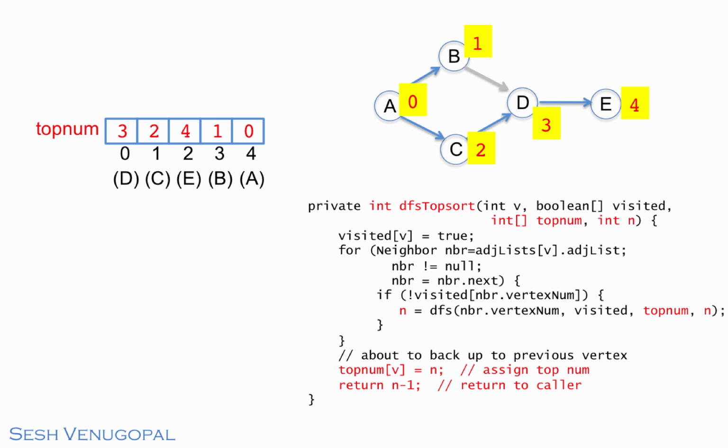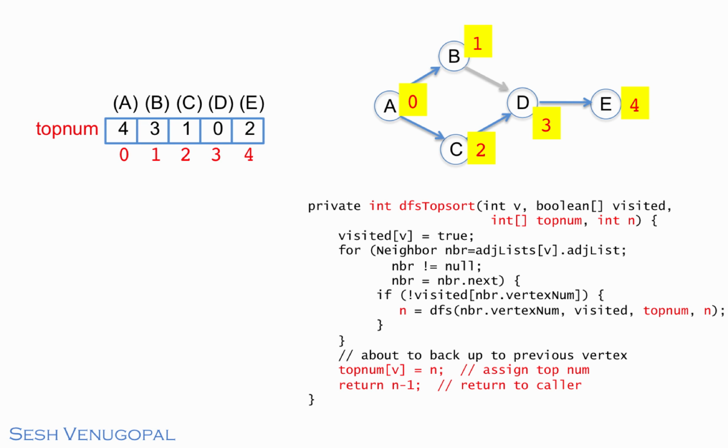A much better solution is to invert the whole thing. That is, use topnums as array indices and the vertex numbers as array entries like this. Then writing out the topological sequence is a simple matter of scanning the array and writing out each vertex as we encounter it. This will only take order n or linear time. To make this happen in the code, we need to change this statement by flipping the positions of n and v to this, so that n is the index and v is the array entry.